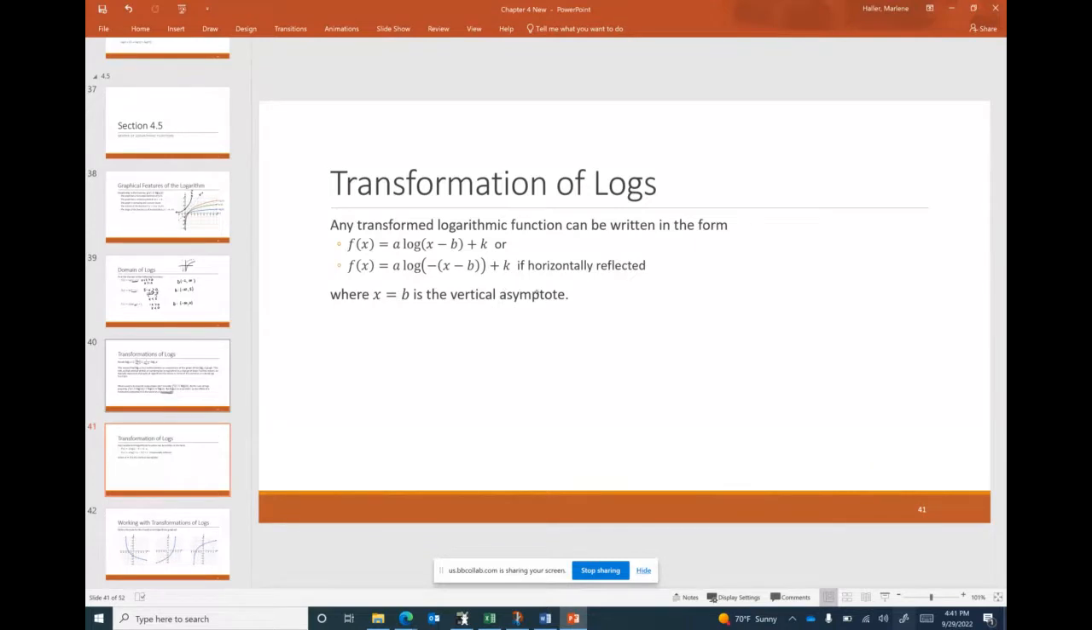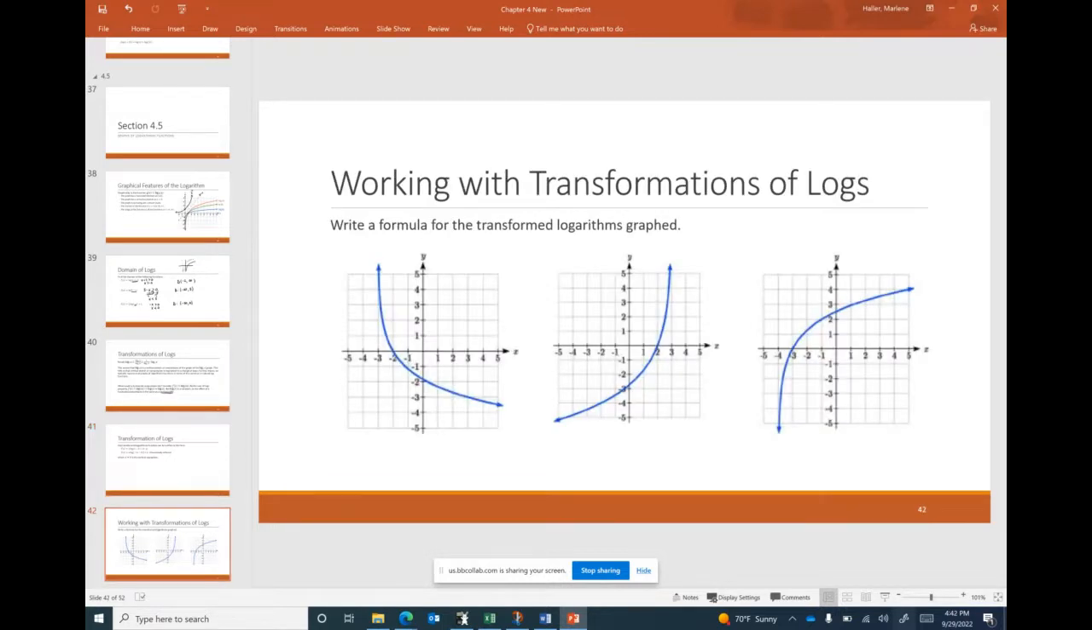B is always going to be our vertical asymptote, right? That's always going to be our horizontal shift. Okay, so let's look at some examples, see if we can write the equation for these graphs. So we'll work with our standard form. f of x equals a times the log of x minus b plus k. Unless we have a horizontal reflection, then we'll use the second version, which is a times the log of negative x minus b plus k.